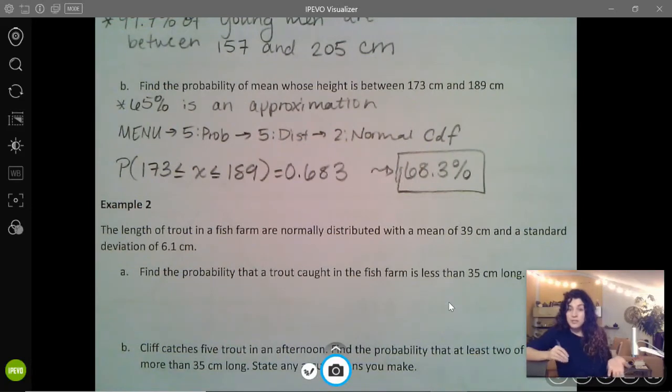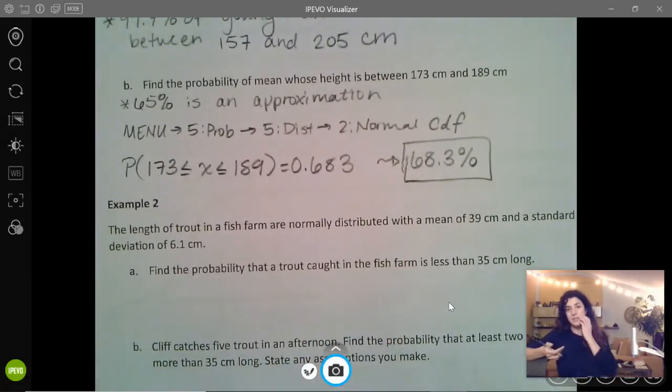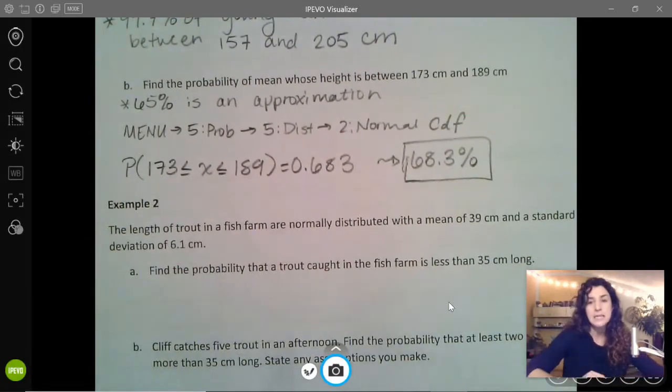So close to 65. This is where we see that 65 is an approximation, but we consider it to be a good approximation. But we have to make sure that in our language we use things like it's approximately 65%, because it's really actually 68.3.